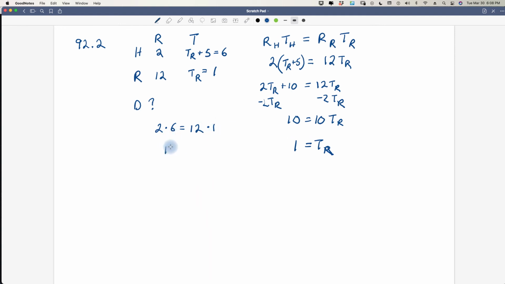2 times 6 is 12. 12 times 1 is 12. So the distance was 12 miles. And we know that the ride was 12 miles per hour for 1 hour, and that the hike was 2 miles an hour for 6 hours. So the math works. We are correct.